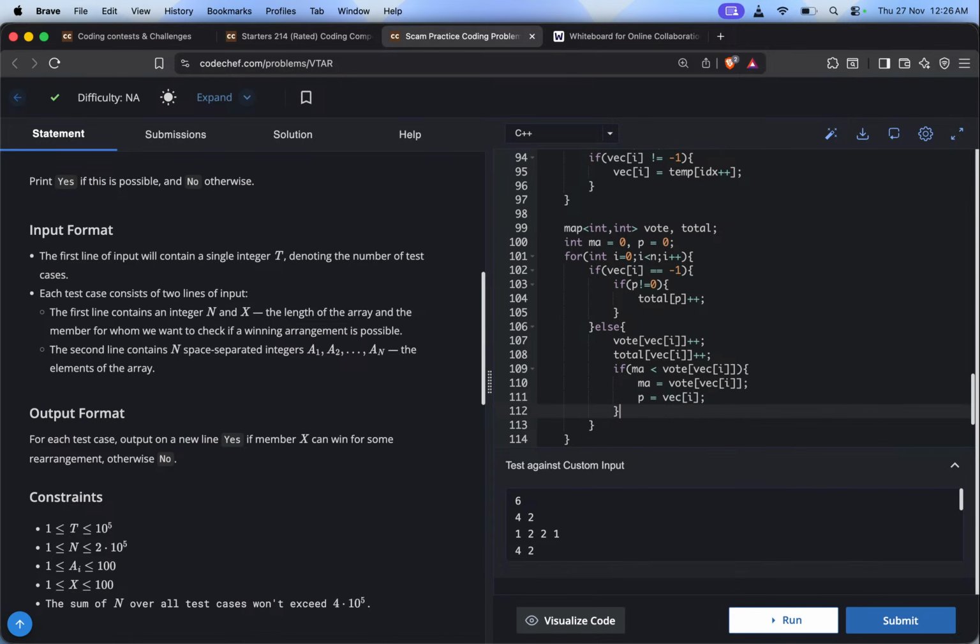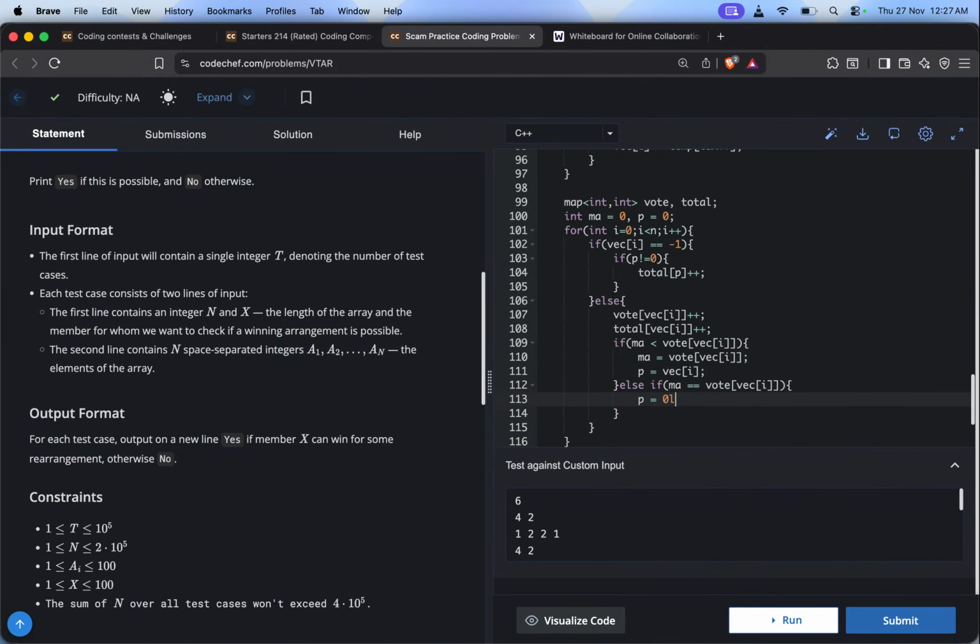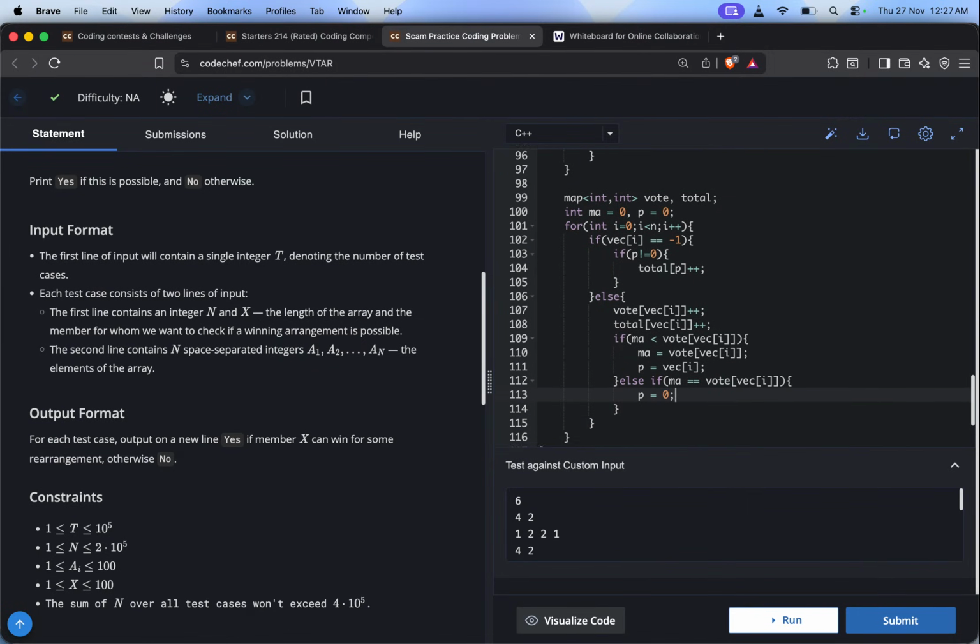Correct. What in the else part? Maybe the maximum value equals the current value. What happens in this case? The person does not decide to vote, and a person does not need to decide to vote if the p value is 0. So fix the p value as 0.